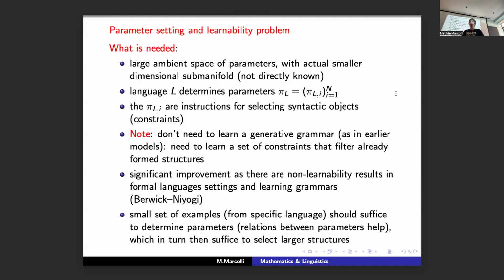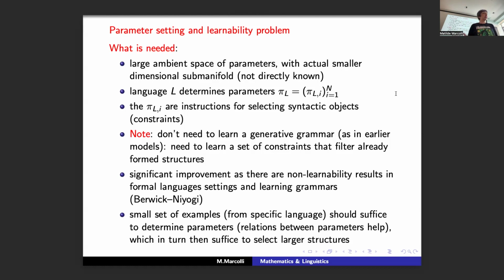And this had actual problems, because there are results of Beirut and Yogi from several years ago showing that if you try to do this, there are non-learnability issues. There are cases where your dynamics doesn't actually converge to a target grammar. So there are target grammars that are not learnable on the basis of example, and this creates a problem for how the language learning process works.